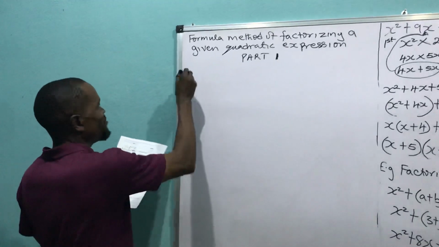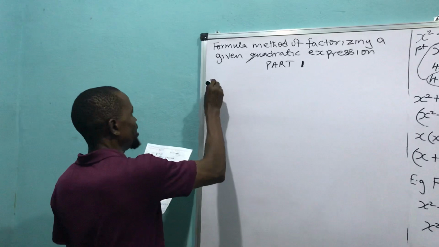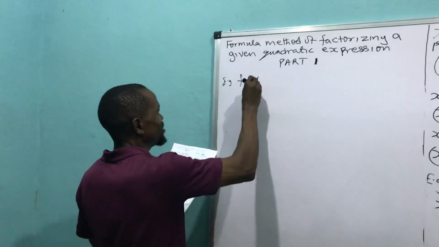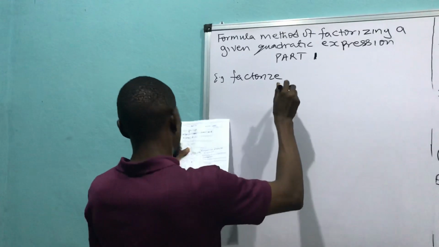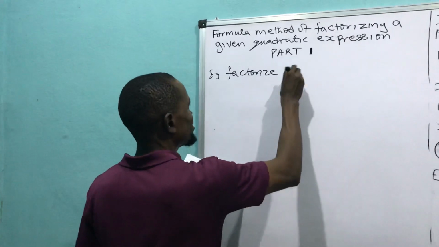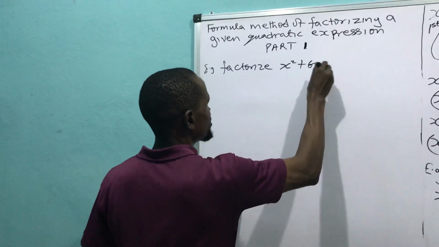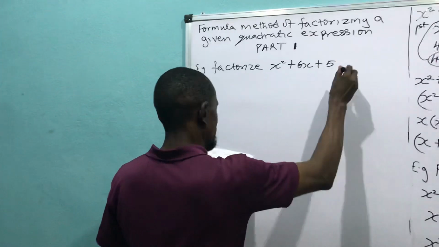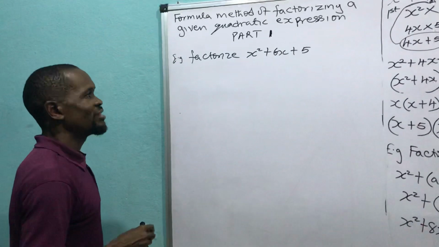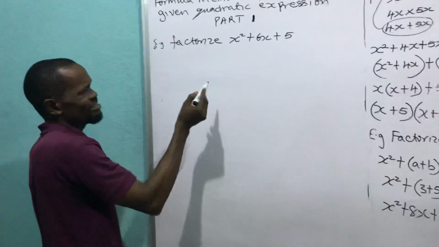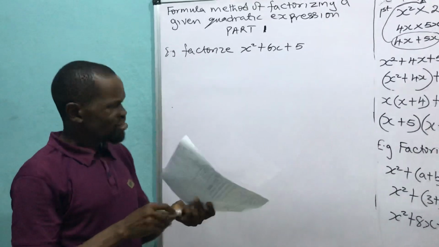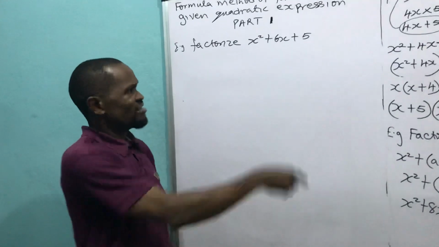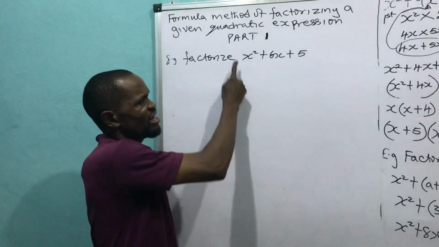So now, I have another example. Another example says factorize x squared plus 6x plus 5. That's what they say we should factorize. And look at this: this is plus here, this is plus here. Are you following? I think you understand what I'm talking about. This is plus here, this is plus here, and here is 1.